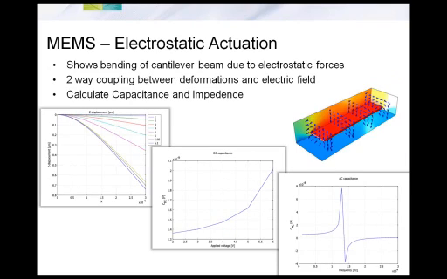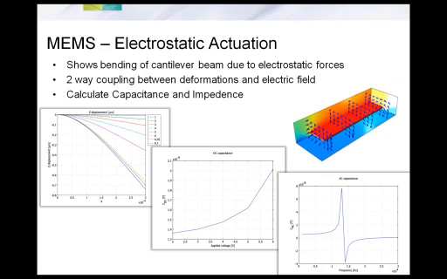This is a classical example. It's a cantilever beam which is deflected as a result of electrostatic forces. Again, this is an electrical and mechanical systems interaction, and they are bidirectionally coupled with each other then. What you see in this model is a cantilever beam which is made out of polysilicon.